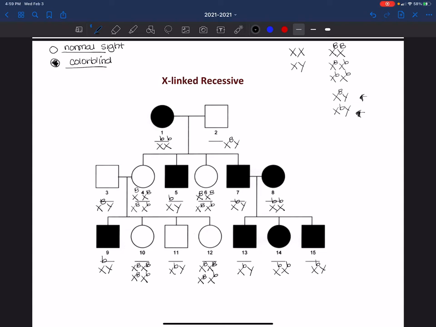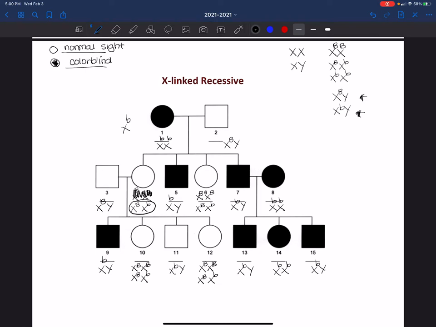First I'm going to start with number 4. Number 4's mother is colorblind, and that means mom is going to pass on to all of her children one allele that is X little b. So that is the only possible genotype for person number 4. And remember, if you wanted to check that, you could do the cross of X little b X little b with X big B Y and see if it's probable to get X big B. And it's not.